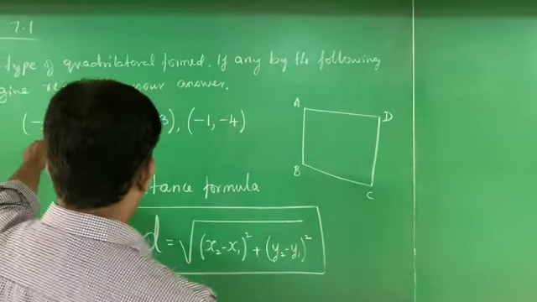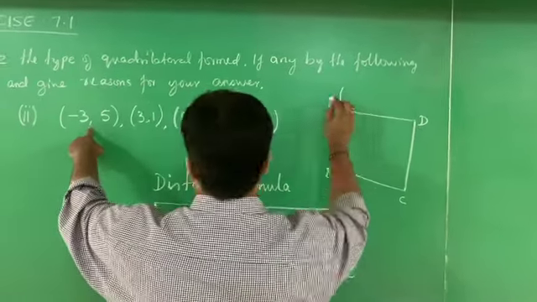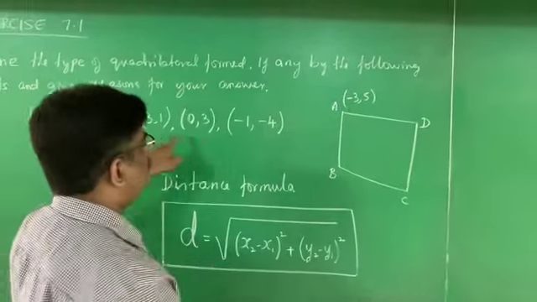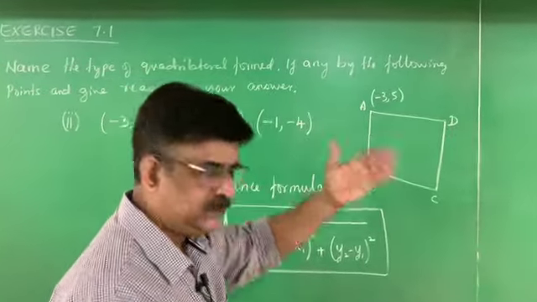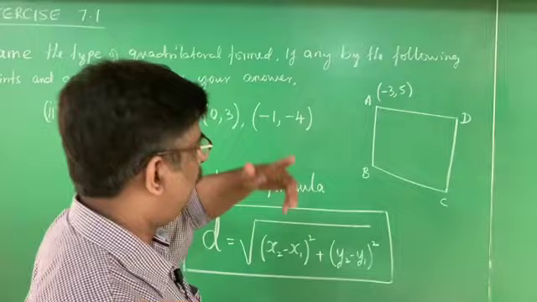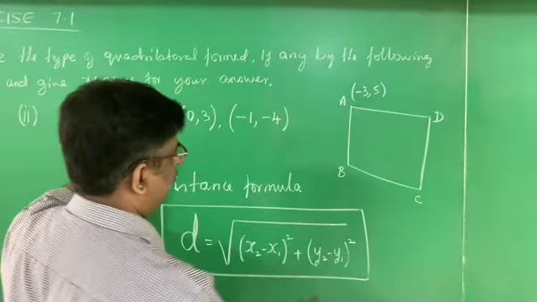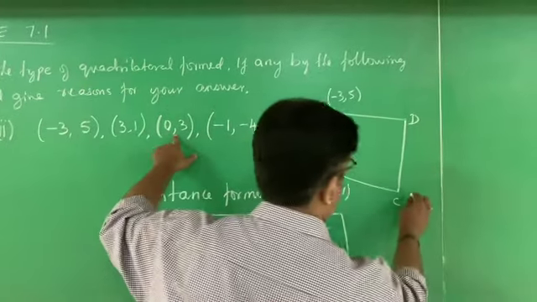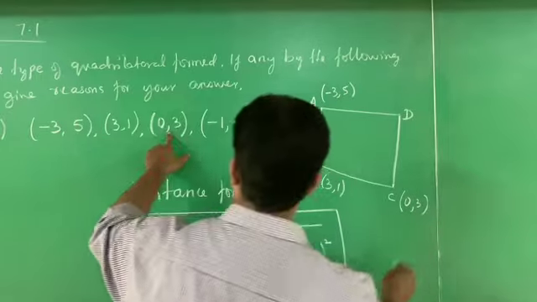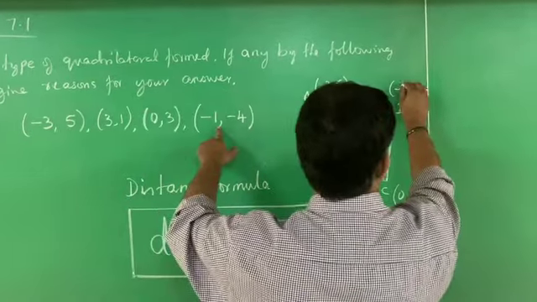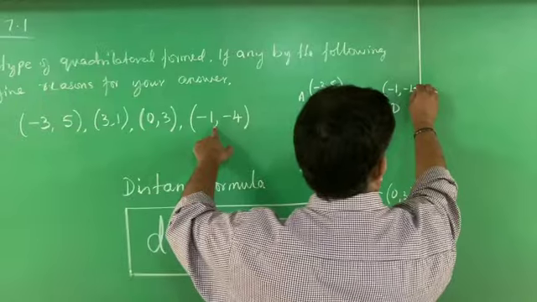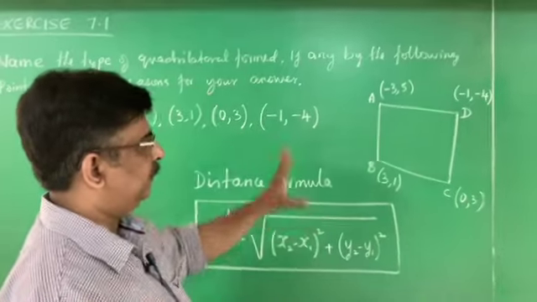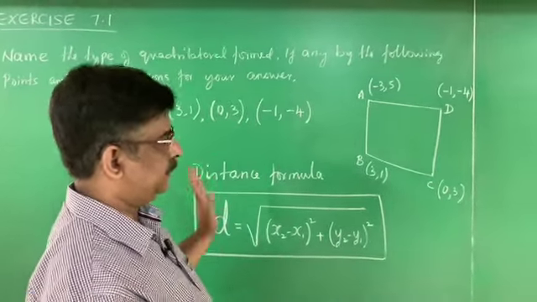Then the coordinates are given. I take the coordinates as A(-3, 5). Always take them in cyclic order. After A, don't go to C. A, B, C, D format, cyclic format. After A, come to B (3, 1). Next C (0, 3). D is (-1, -4). These are the vertices of the quadrilateral ABCD.